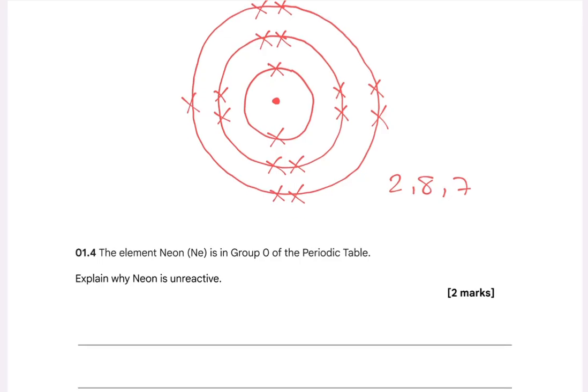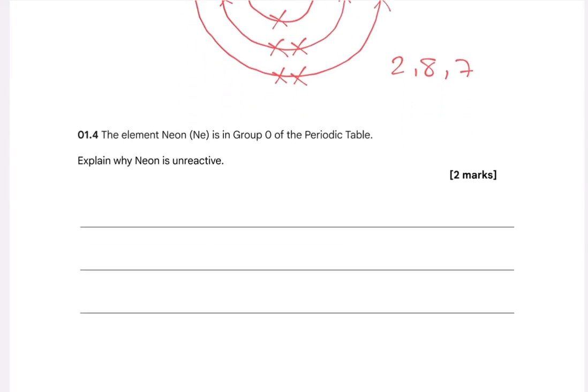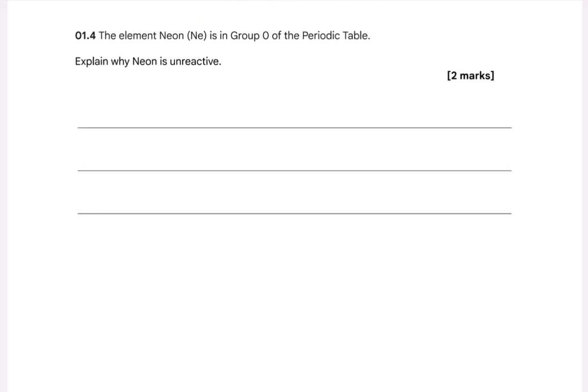So the next question asks us about neon, which is in group 0 of the periodic table. You may also see that written as group 8 as well, depending on the periodic table you're reading at the time.